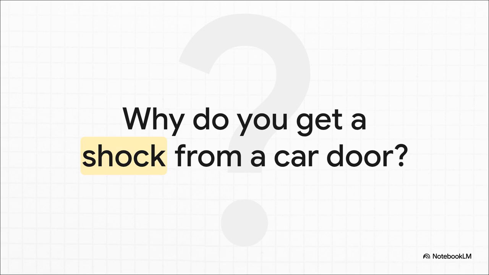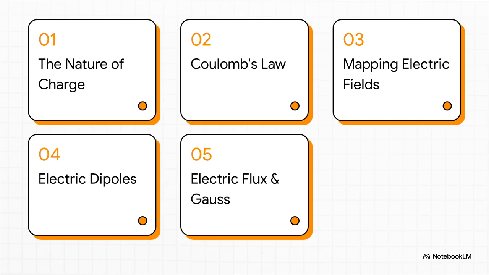When you rub against certain insulating surfaces, like your car seat or that synthetic fabric, charges build up on your body. And the second you touch a metal door, all those accumulated charges just rush to discharge. It is literally the exact same fundamental process that causes massive lightning strikes during a thunderstorm, just on a much, much smaller scale. Here's our roadmap for today's explainer.